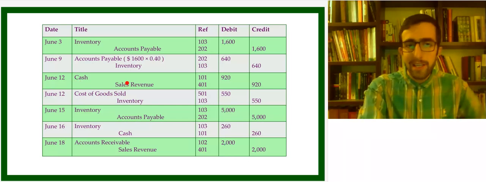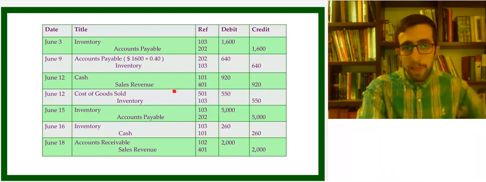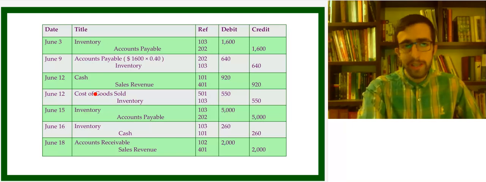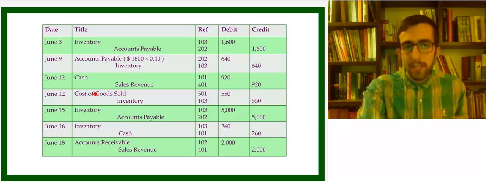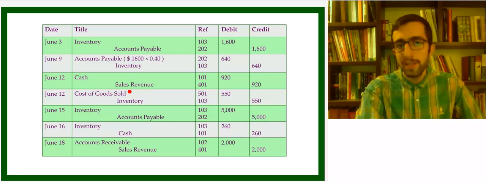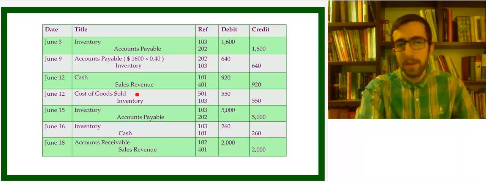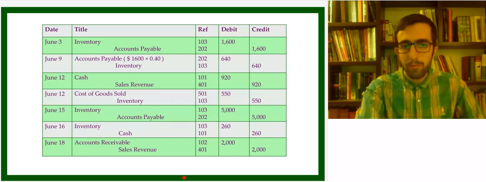The first one is cash on the debit side and sales revenue on the credit side. And the amount of this transaction, because we sold it, was $920. But we have another entry, the cost of goods sold, where the question gave us the number, $550, cost of goods sold on the debit side. And you know, cost of goods sold has a normal balance of debit, so we make it debit. And inventory on the credit side, $550.